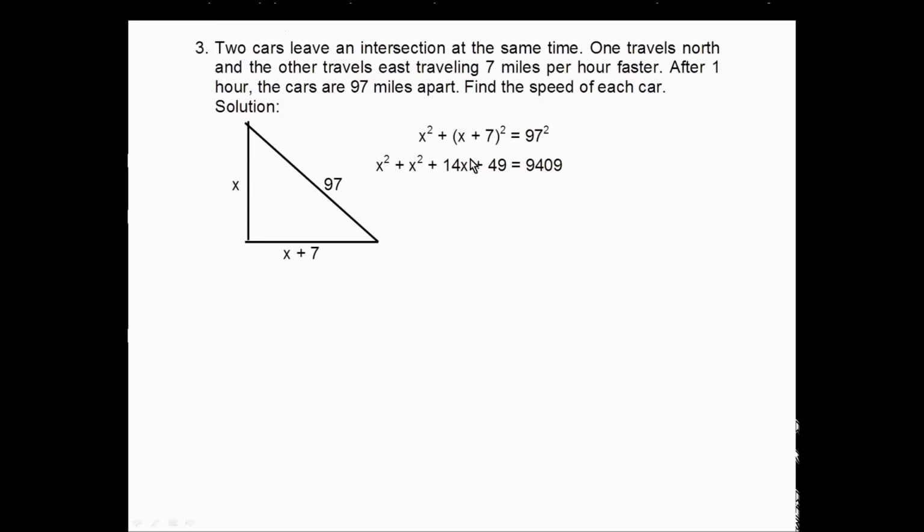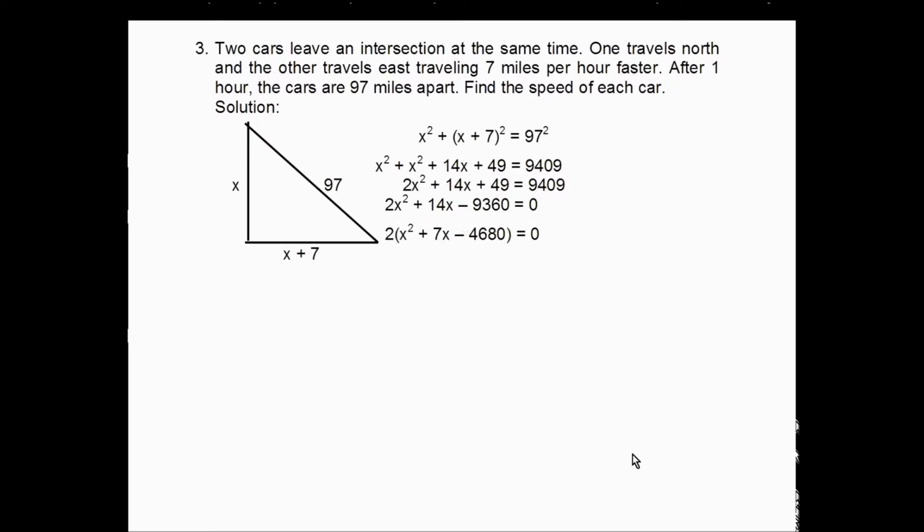Okay, let's combine some terms here. x squared and x squared is two of them. So 2x squared plus 14x plus 49 equals 9,409. Okay, I want to set it equal to 0 so I can try to factor it. This is going to be fun. So I've got 2x squared plus 14x minus 9,360 equals 0.